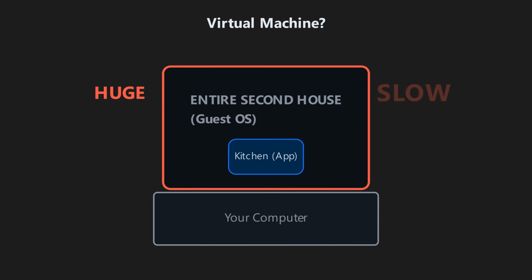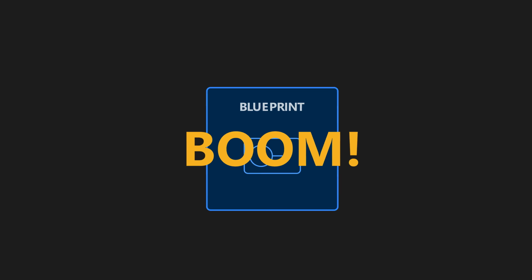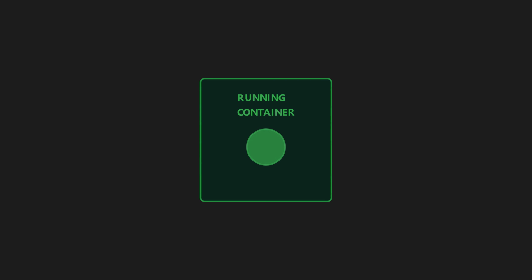It's huge, it's slow, and it hogs all your computer's resources. Docker doesn't do that. Docker shares your computer's existing OS. It's incredibly lightweight. You can run dozens of Docker containers on your laptop at the same time, and it won't even break a sweat. When you want to actually start the app, you just run the image. Boom, the blueprint wakes up and becomes a running container.